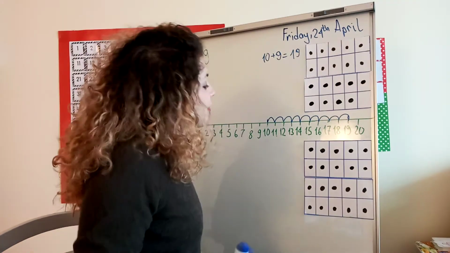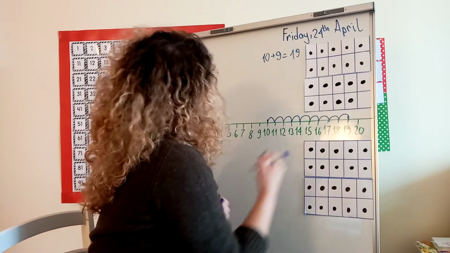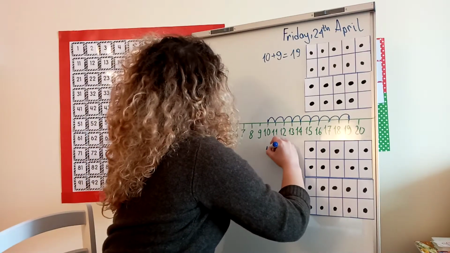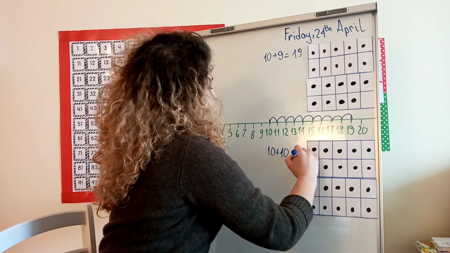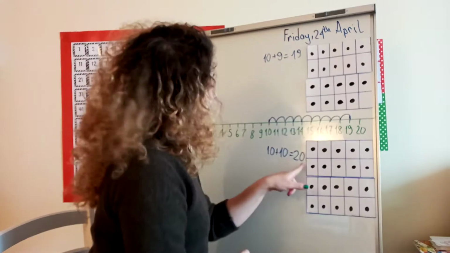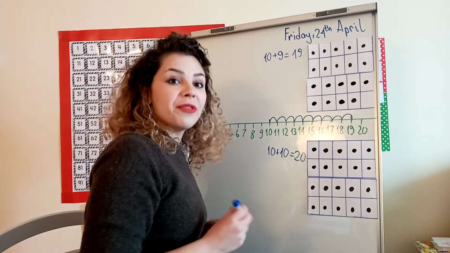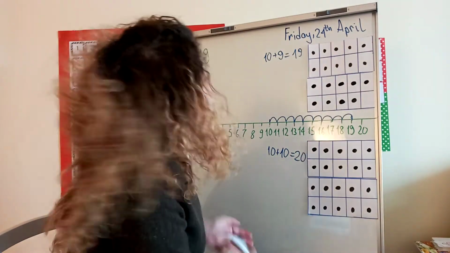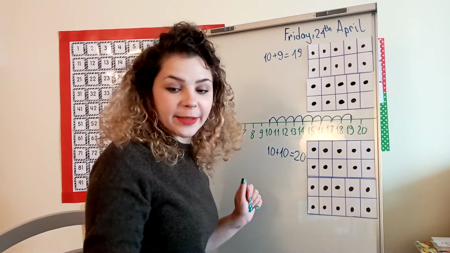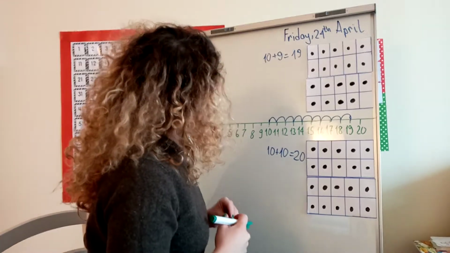Okay, so what we have here is 10 and 10. So this would mean that 10 plus 10 equals 20. Yes, the 20 is the double of number 10, and that number 10 is a half of number 20. Okay, so how are we going to check this? Again, using our number line.